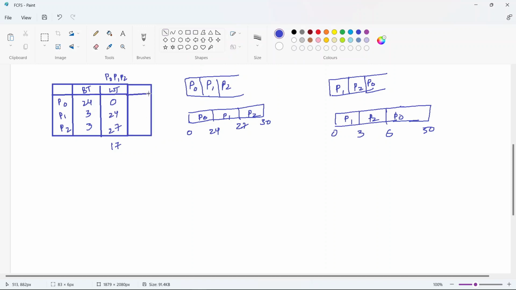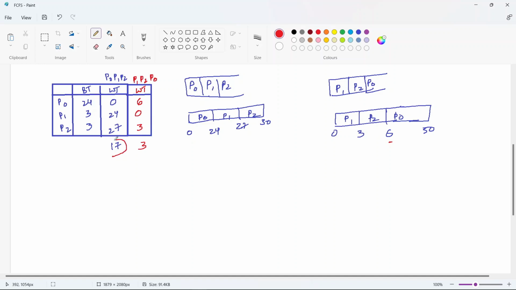Let us consider this case, the waiting time, where we have selected the P1, P2, P0 order. In that case, what will be the waiting time of P0? 6 seconds, isn't it? P0 has started at 6 seconds, right? And then this one is 0 and this one is 3. So the average waiting time is 3.